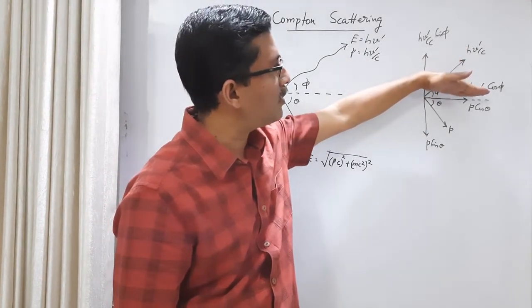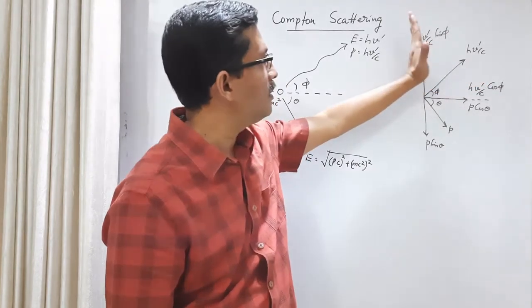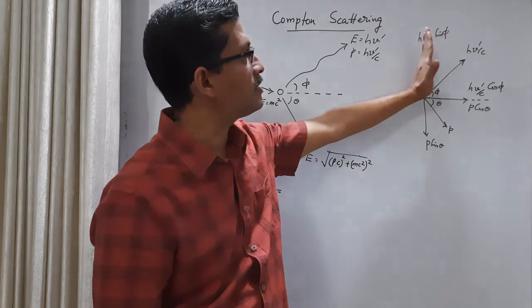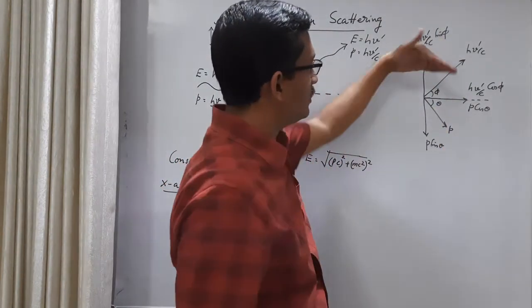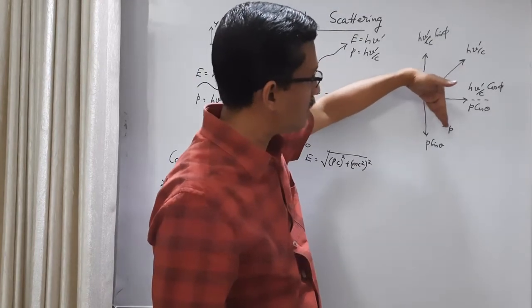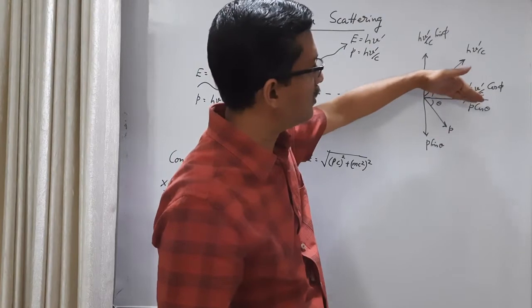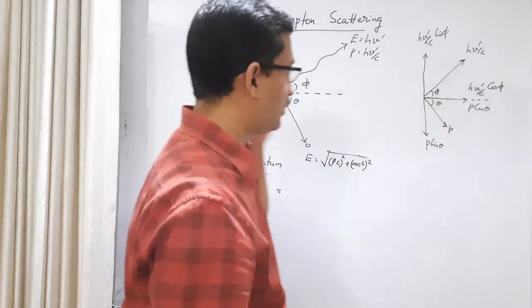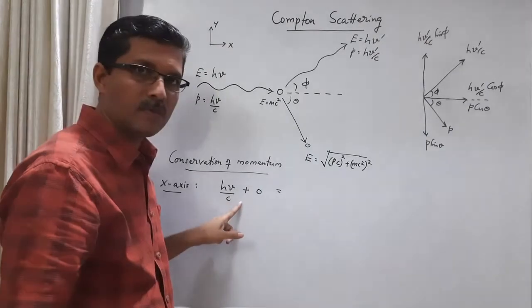Its x component is h nu prime by c cos phi, y component is h nu prime by c sin phi. And for the scattered electron having a momentum p, the x component is p cos theta, y component is p sin theta. So, let us come to the conservation of momentum along the x axis.